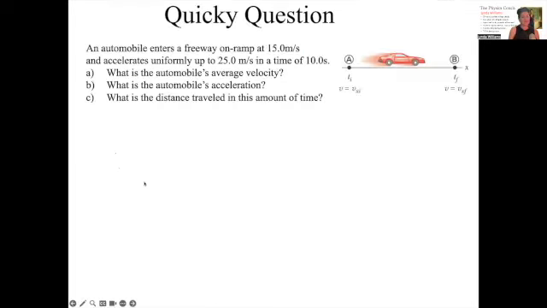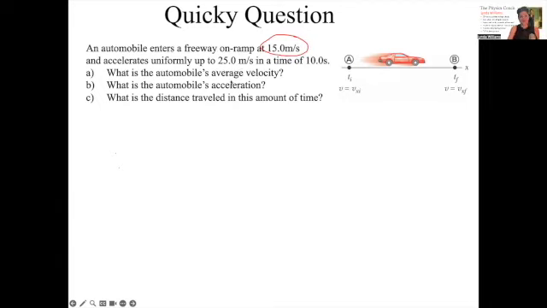So the problem we're solving is quite simple to start with. The first thing we're going to do is read the problem and circle or identify, mark in some way all of the data. So we have an automobile entering a freeway on a ramp as shown in the picture at 15 meters per second. So what is that? That's going to be my initial velocity. And then it accelerates uniformly up to 25 meters per second in a time of 10 seconds.